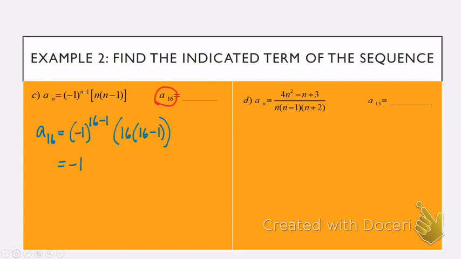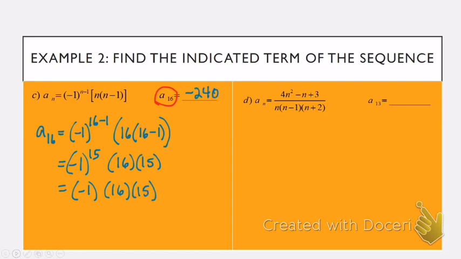So this is going to be -1 to the 15th power, which will stay -1, because when you raise to an odd power, it stays negative. Even powers become positive. And then times 16 times 15. So it ends up being -240. Why don't you guys pause and go through D?